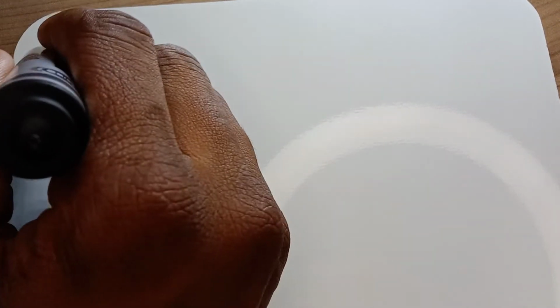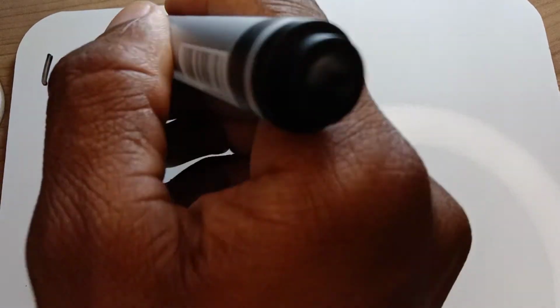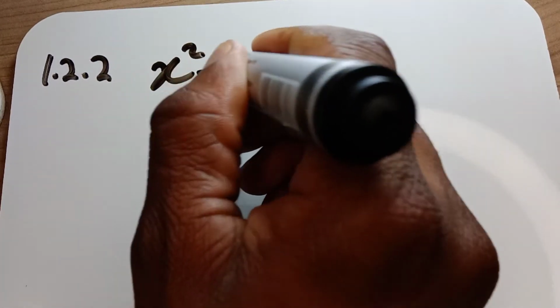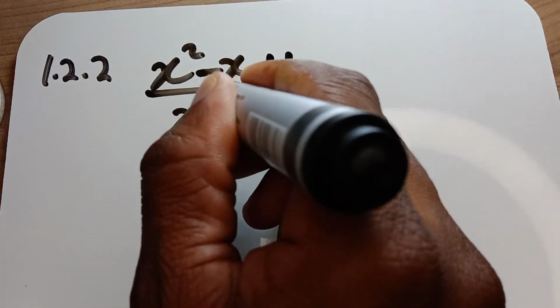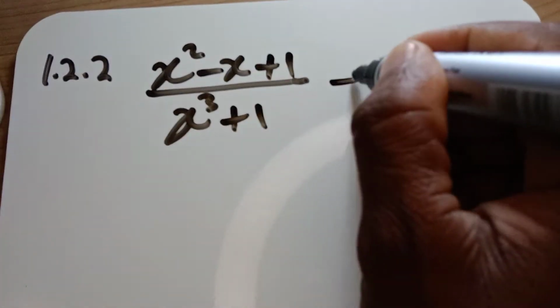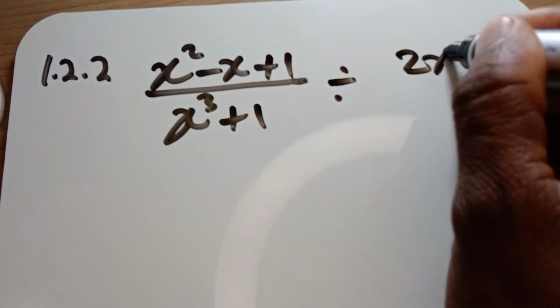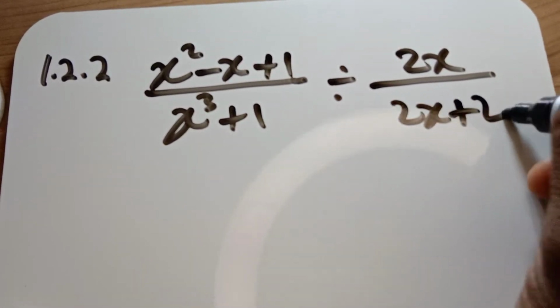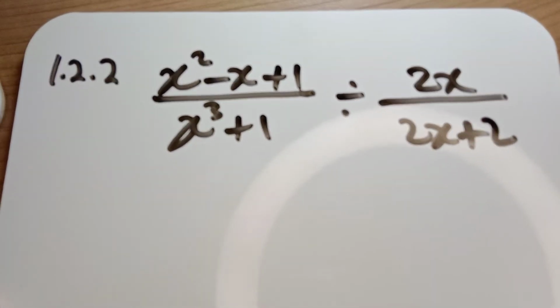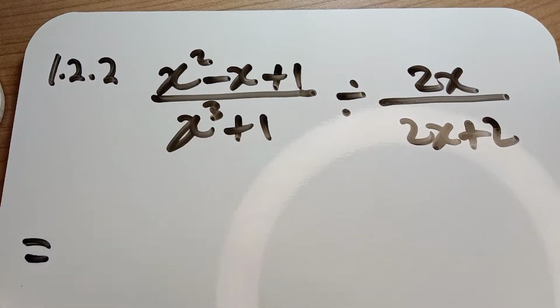With the second one there, 1.2.1, we are having x squared, subtracting the x plus 1, all of them over x cubed plus 1, dividing 2x over 2x plus 2. We are having it like that.